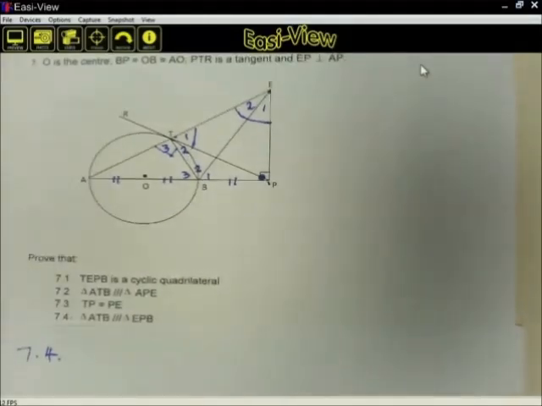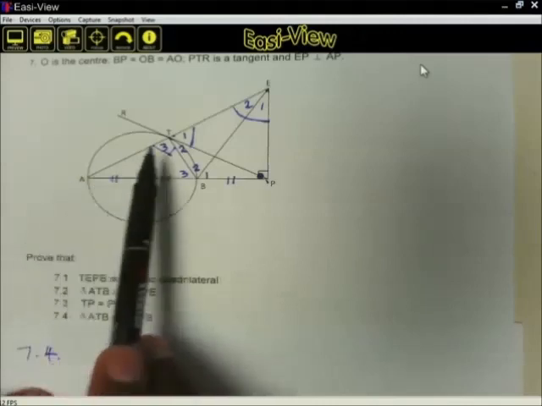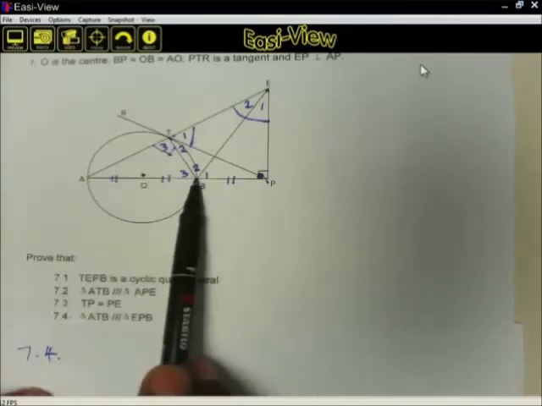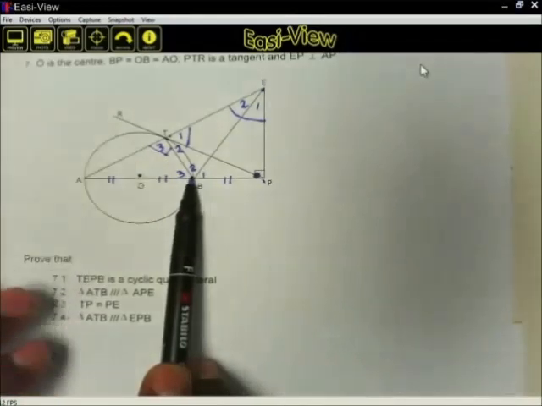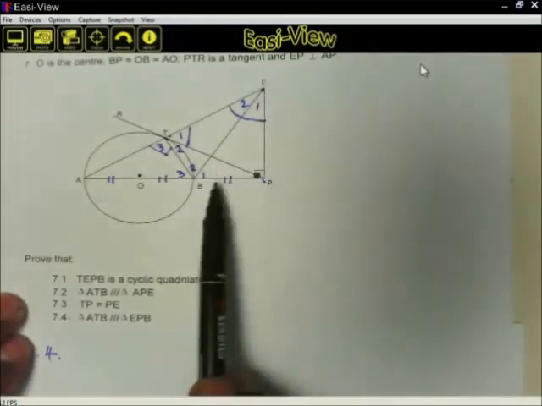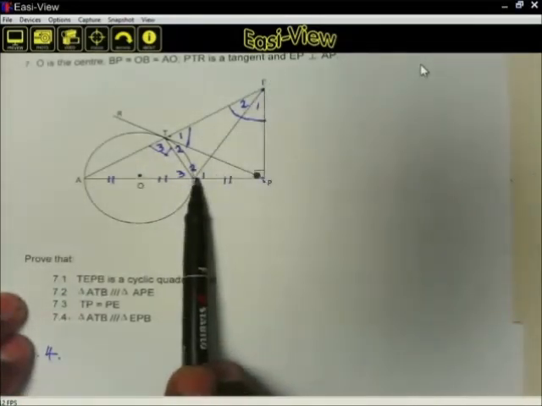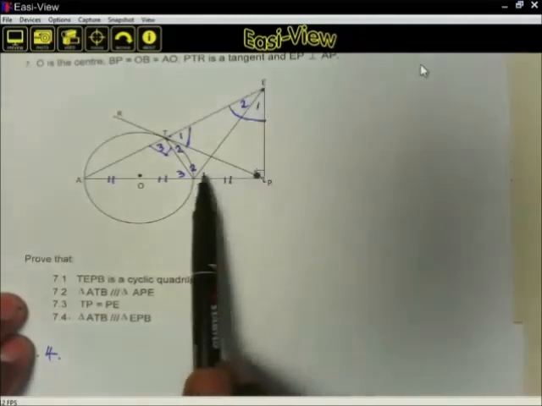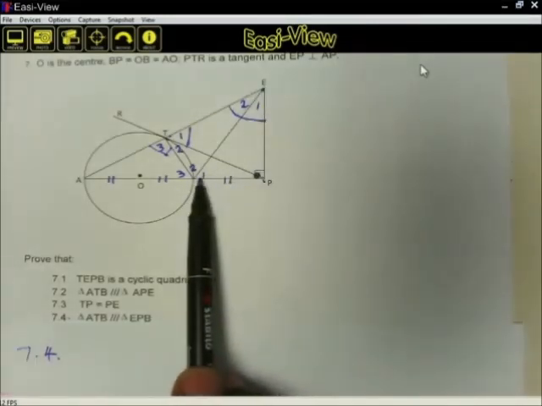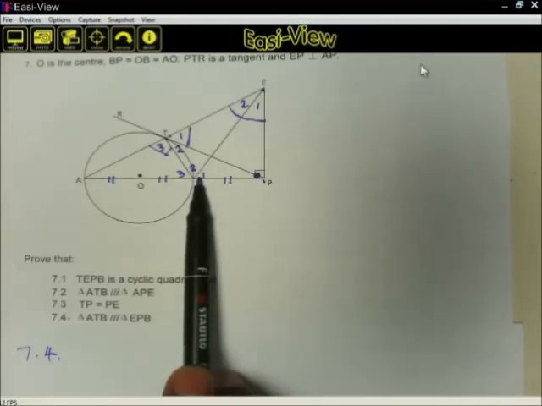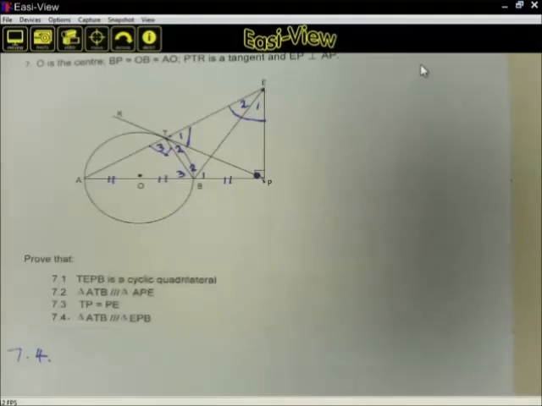Check the triangles that you are working with. Triangle ATB and triangle EPB. We want to prove that the two triangles are similar. And for two triangles to be similar, like I indicated earlier, you only need to prove two pairs of angles to be equal. Once you've got the two pairs equal, then the remaining pair will automatically be equal.